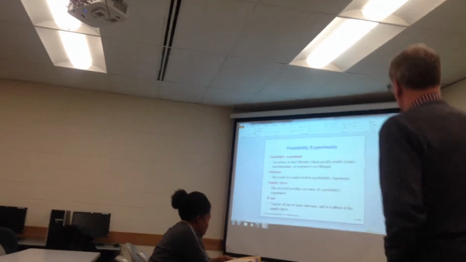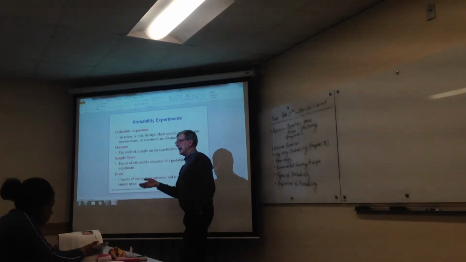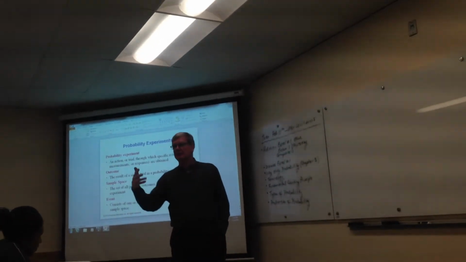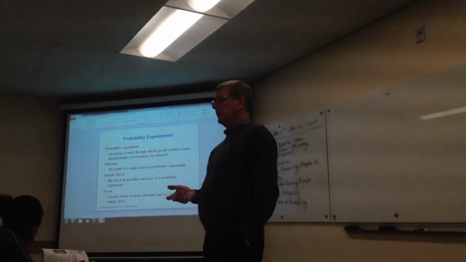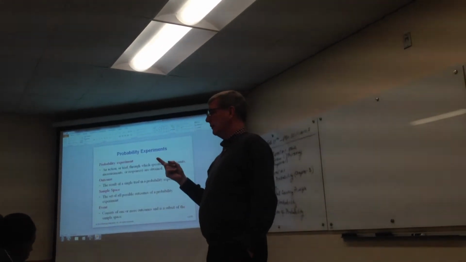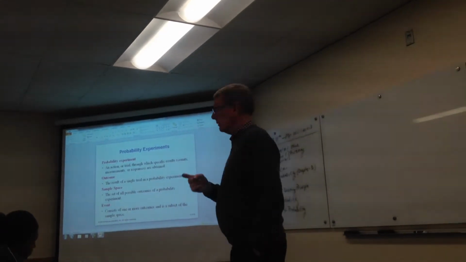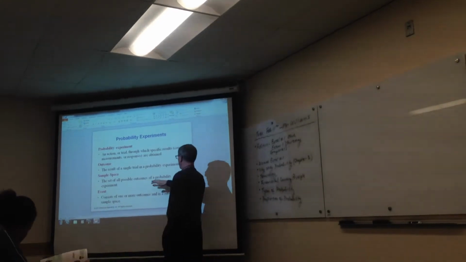The outcome of the experiment is simply the result of a single trial. Now, if I could roll the die 6,000 times, that would be 6,000 trials. And the outcome is the result of one individual trial. That make sense, everybody? So another piece of definition is a sample space. The sample space is a set of all possible outcomes.